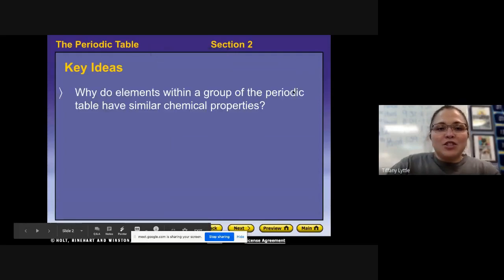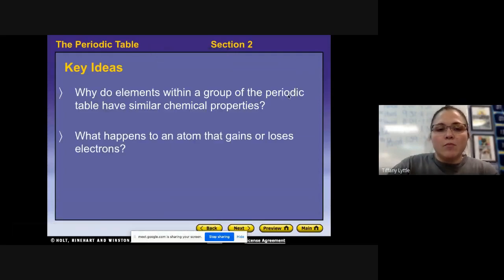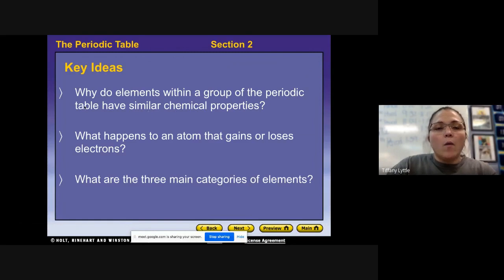Chapter 5, Section 2, the periodic table. Key ideas. Why do elements within a group of the periodic table have similar chemical properties? And what happens to an atom that gains or loses electrons? What are the three main categories of elements?